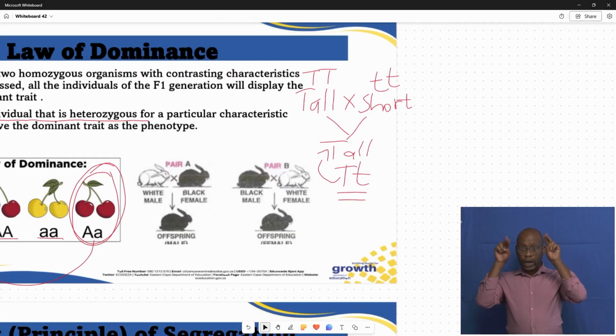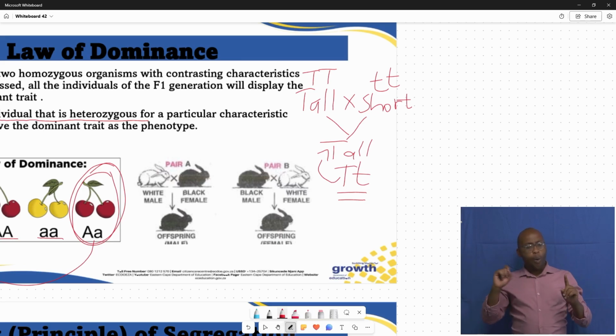Now, let's also look at the second diagram here. The second diagram shows us a white male rabbit, or a hare, crossed with a black female, and now all the offspring are black. So what does that tell us? It tells us that the black female has the dominant allele, and the white male has the recessive alleles. Hence the recessive alleles are masked in the phenotype of the F1 generation.